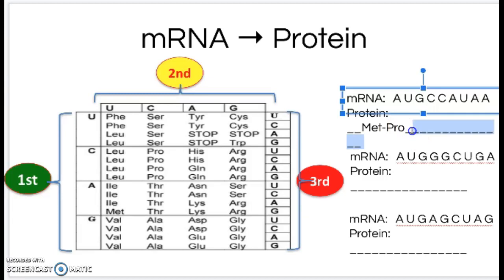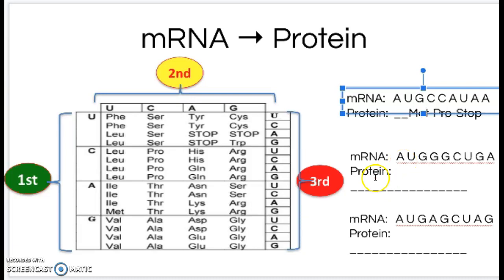And then the last three is UAA. So UA, so this box, and then A, it will land under stop. So here it stops. You have two amino acids that formed, 1, 2, and when you fold it, you form a protein. Okay, so I'm gonna do the next one again. You could try it on your own, pause it, see if you could do it.